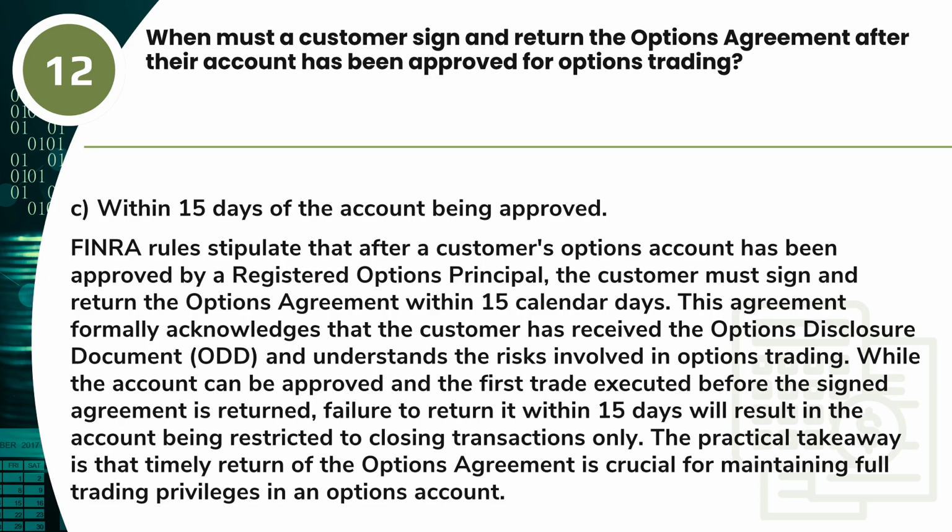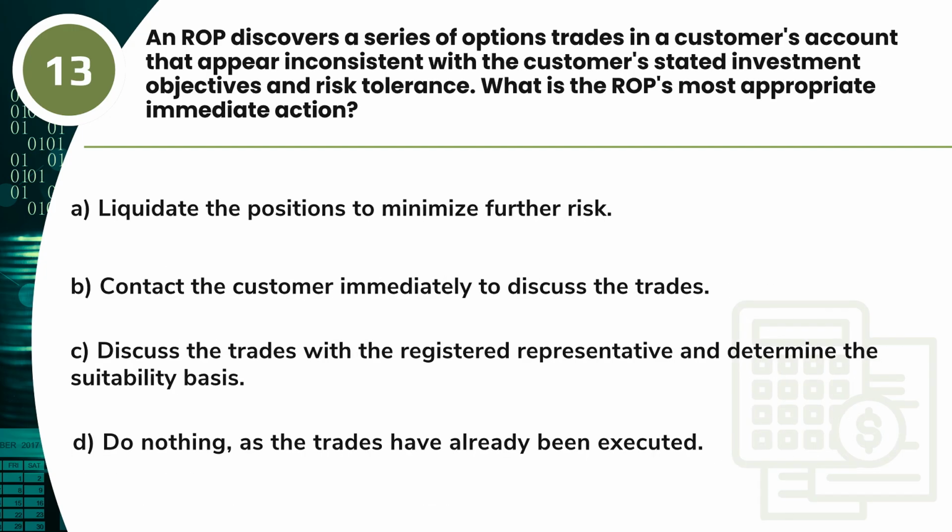Question 13. An ROP discovers a series of options trades in a customer's account that appear inconsistent with the customer's stated investment objectives and risk tolerance. What is the ROP's most appropriate immediate action? A. Liquidate the positions to minimize further risk. B. Contact the customer immediately to discuss the trades. C. Discuss the trades with the registered representative and determine the suitability basis. D. Do nothing as the trades have already been executed.